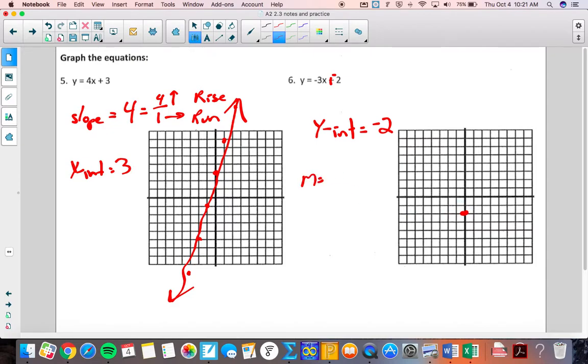And then my slope is -3. But again, we want to write that as a fraction. -3 is equivalent to -3/1. So my rise is -3, which means I'm going down 3. And my run is +1, so I'm going to the right 1. So down 3, right 1, down 3, right 1. And then you can reverse it. Now, if you're going to reverse the rise, you have to reverse the run. So you can also go up 3, but you have to go left 1. Up 3, left 1, up 3, left 1, up 3, left 1. And then zing a line. Zing! Beautiful.